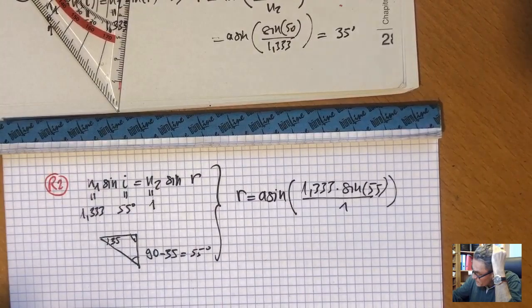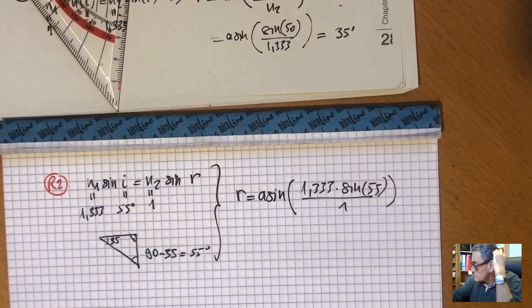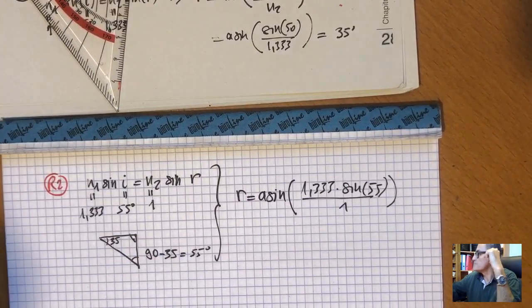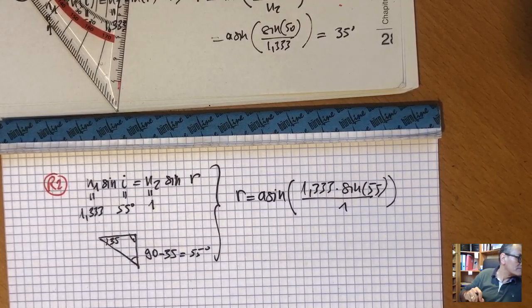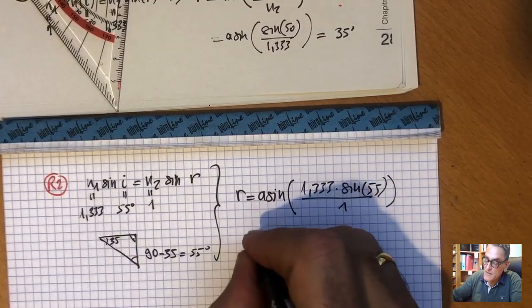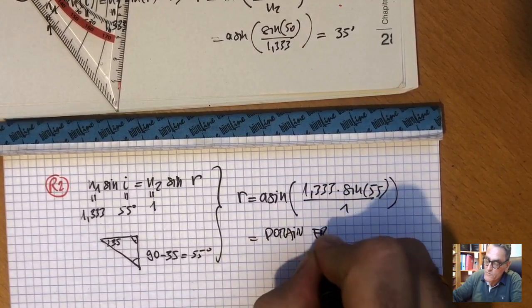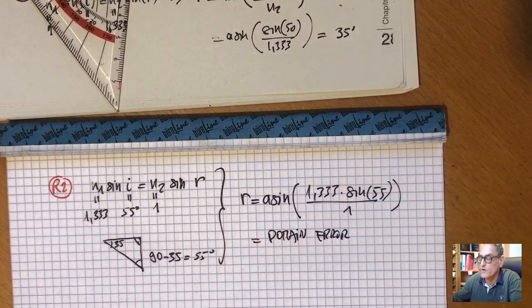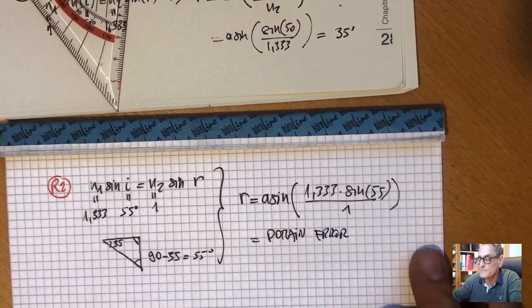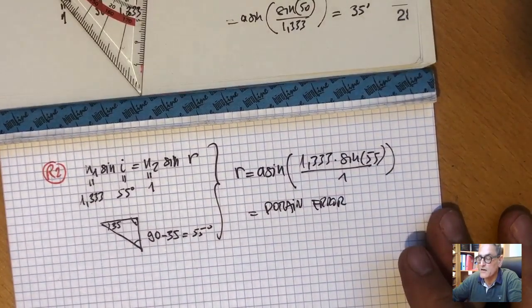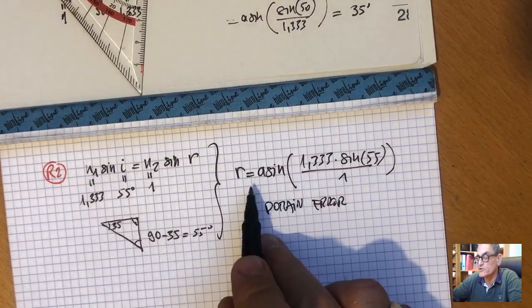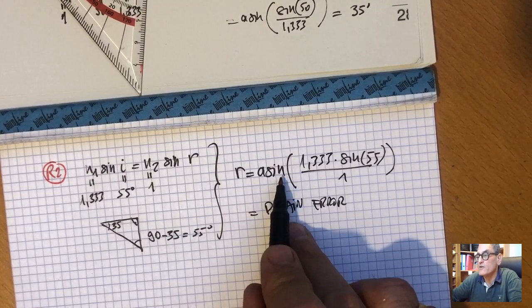And here you may get a surprise. It says domain error. Yes, exactly. This gives you domain error. Why does it give you domain error? Why do you think? Because it's bigger than 1. Exactly. Okay, the sine function takes maximum value 1.